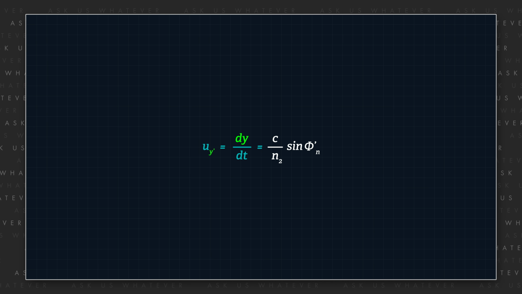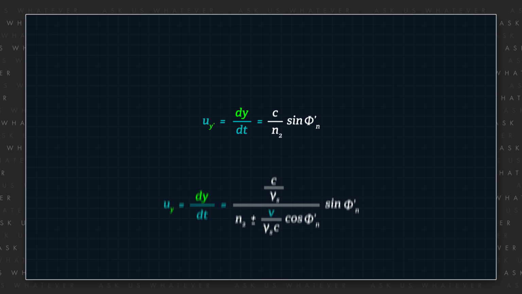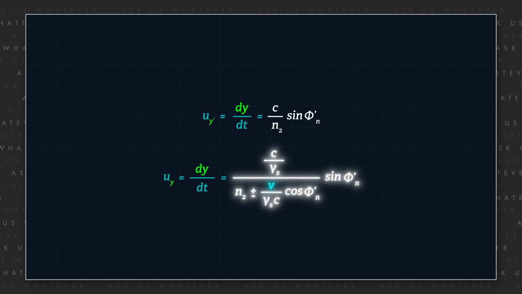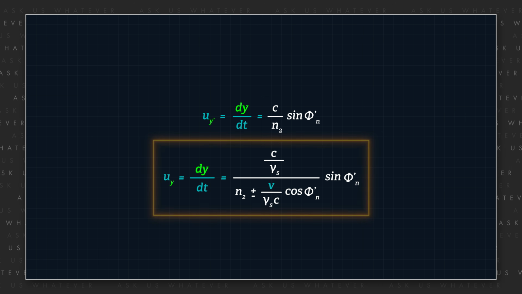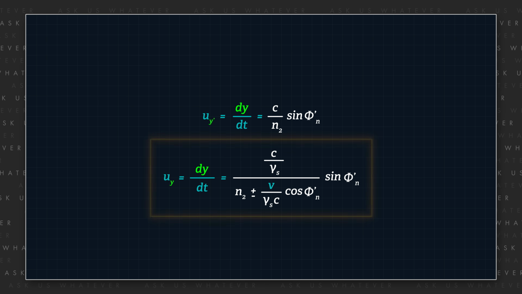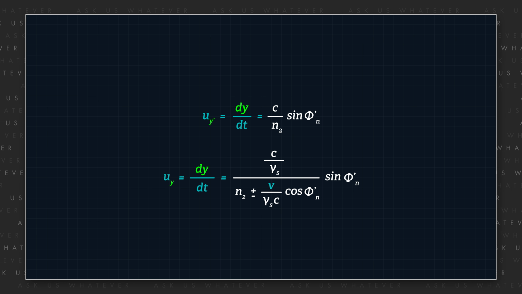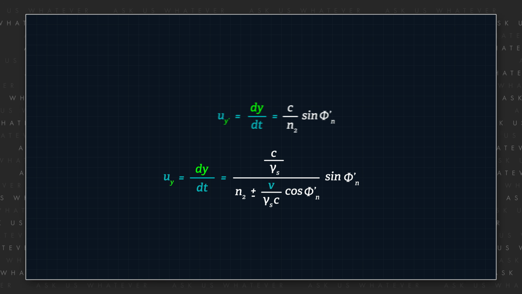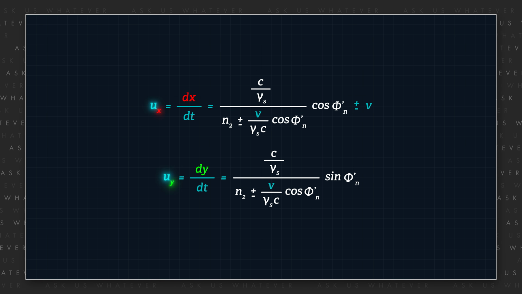If we follow the same logic for the y component of light speed, we find that when the value c divided by n times the sine of phi prime sub n is plugged into the relativistic velocity addition formula for motion in the y direction, we obtain the formula that I showed earlier for the y component of light speed in frame s. Therefore, we can describe the speed and direction of light traveling through a moving refractive medium at any angle with our formulas for x and y speed.